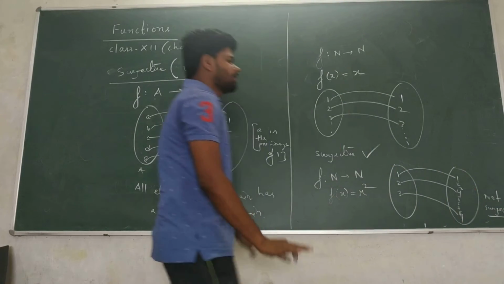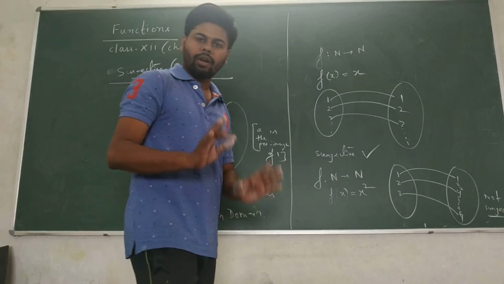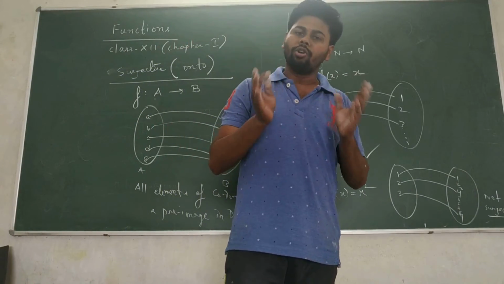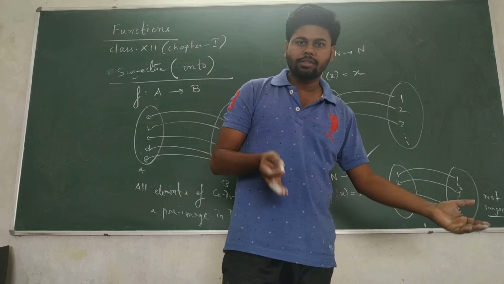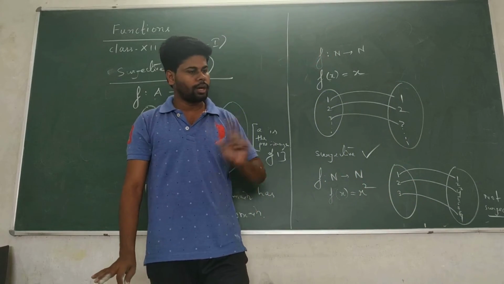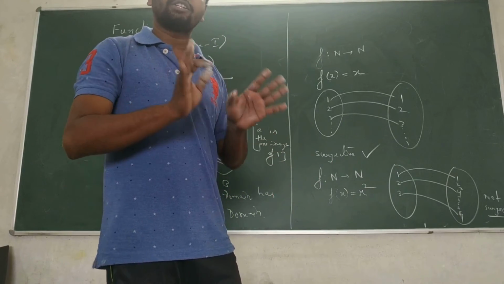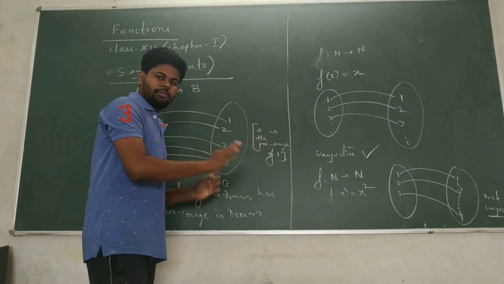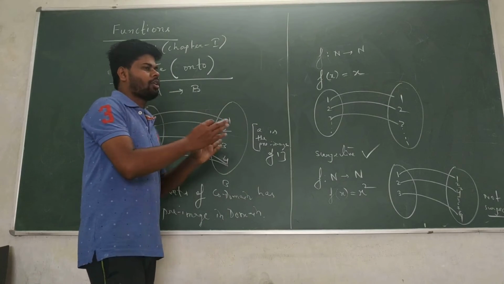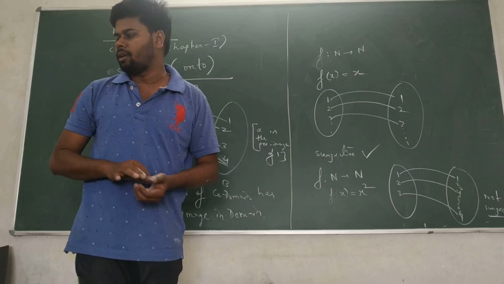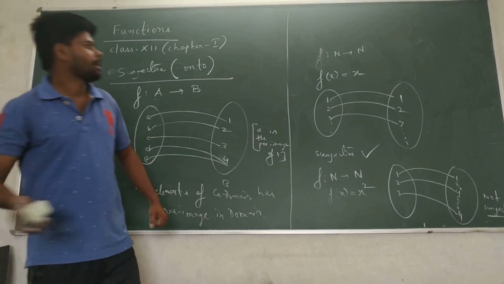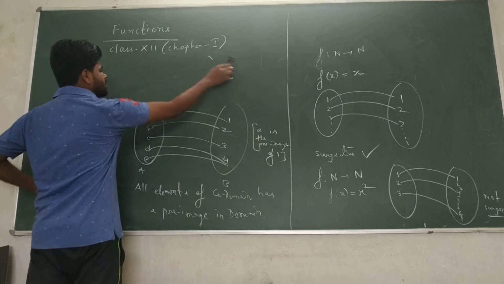So like this, there are two types: 1-1 functions and onto functions, or injective functions and surjective functions. Injective means 1-to-1, surjective means none of the elements in the codomain must be left out. So we can see very easily 1-1 and onto. This is the first concept of class 12 which will be very helpful for you. Okay, so surjection is done.